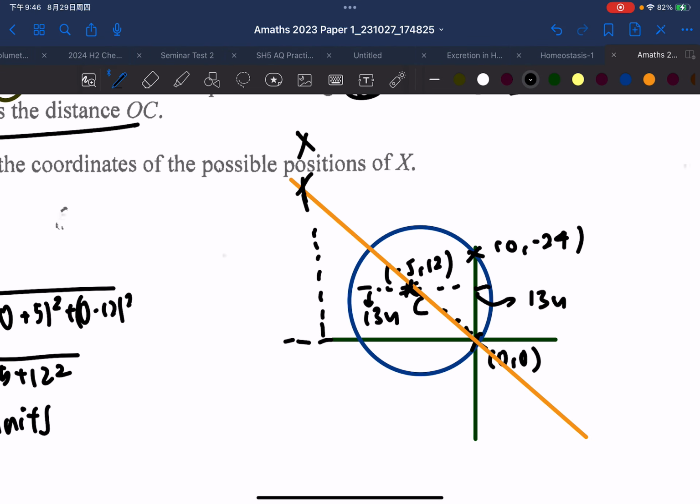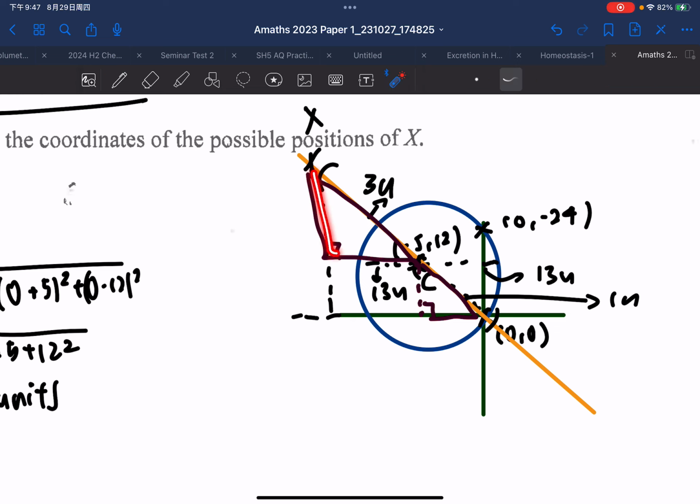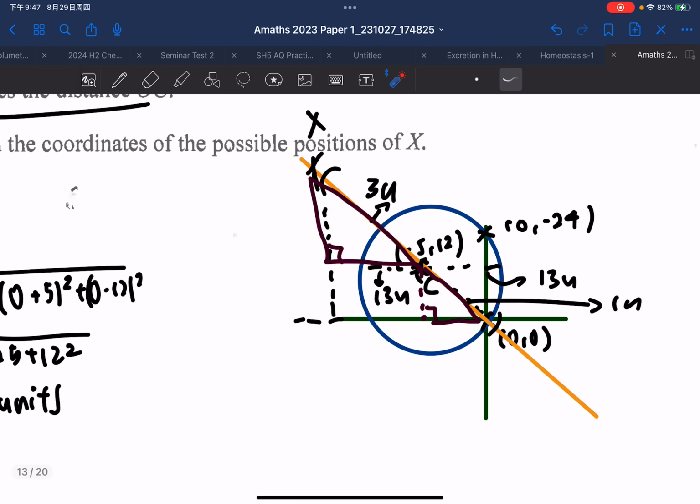Then we realize, okay, it's actually time to use E-Math. Why? Because I can form my similar triangles over here. Here is one triangle. Here is another triangle. Why are they similar triangles? Because they are all right-angled triangles. Okay? The similarity test is actually the AA similarity test. Okay, AA similarity test.